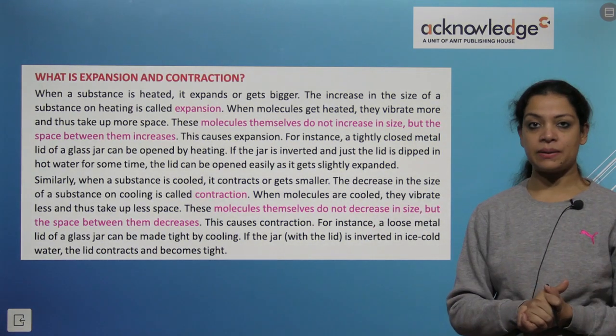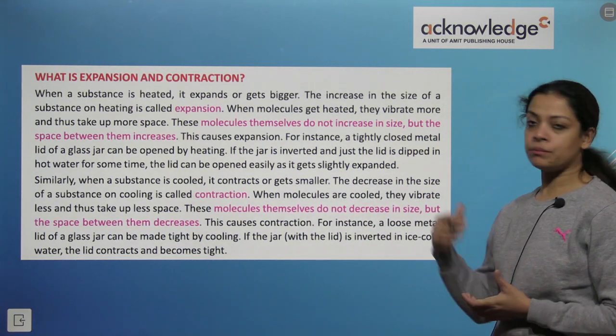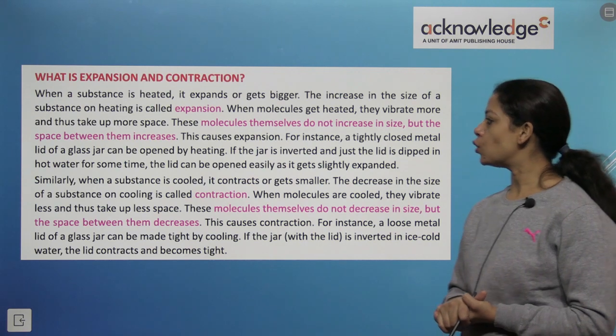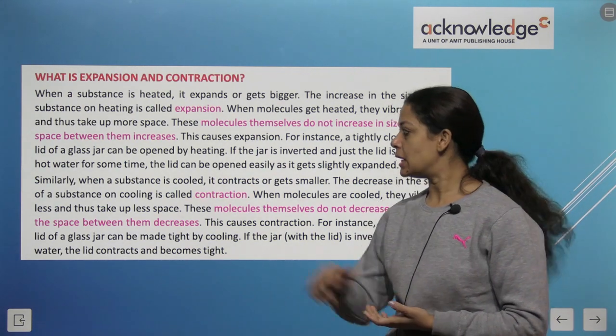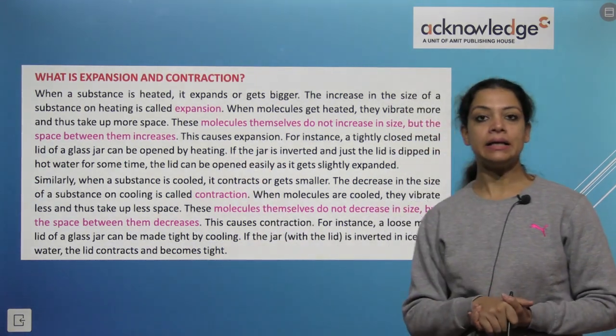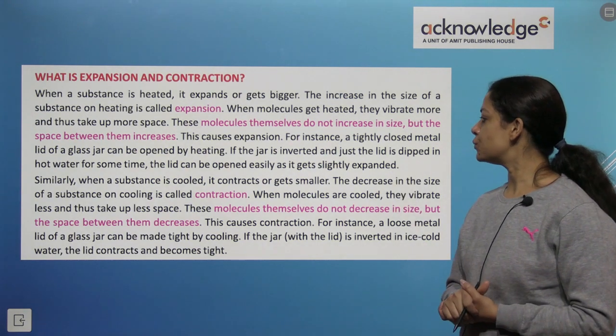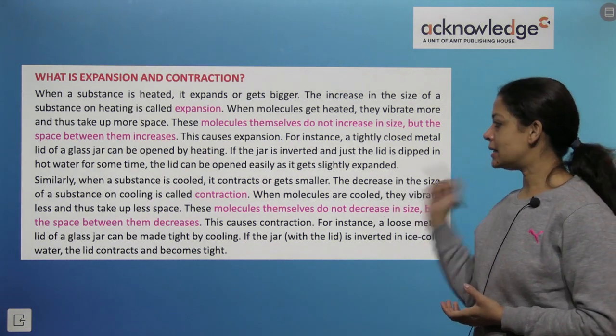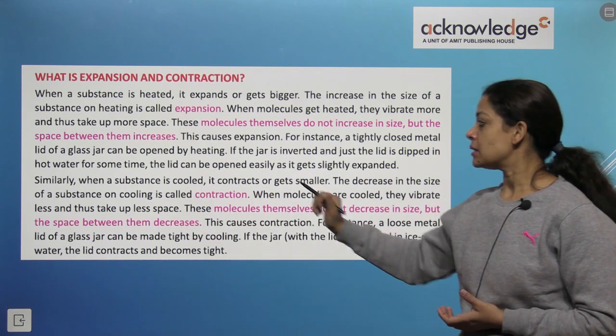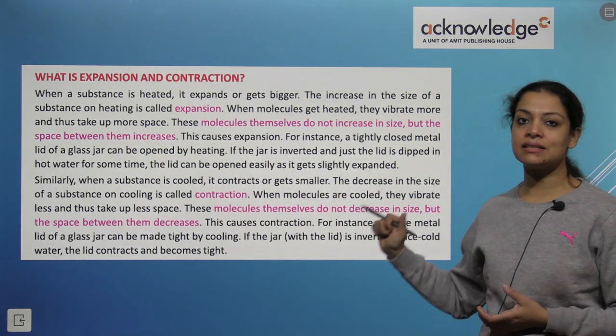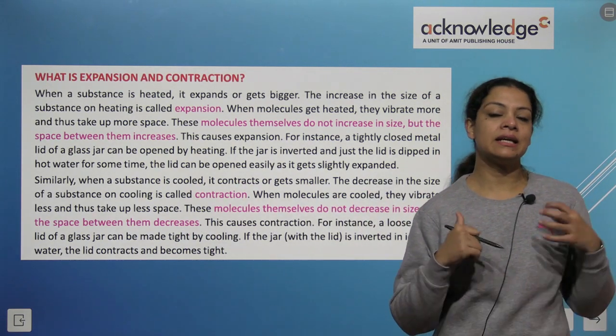Now this causes expansion. So they are giving an example. A tightly closed metal lid of a glass jar can be opened by heating. If the jar is inverted and just the lid is dipped in hot water for some time, the lid can be opened easily as it gets slightly expanded.